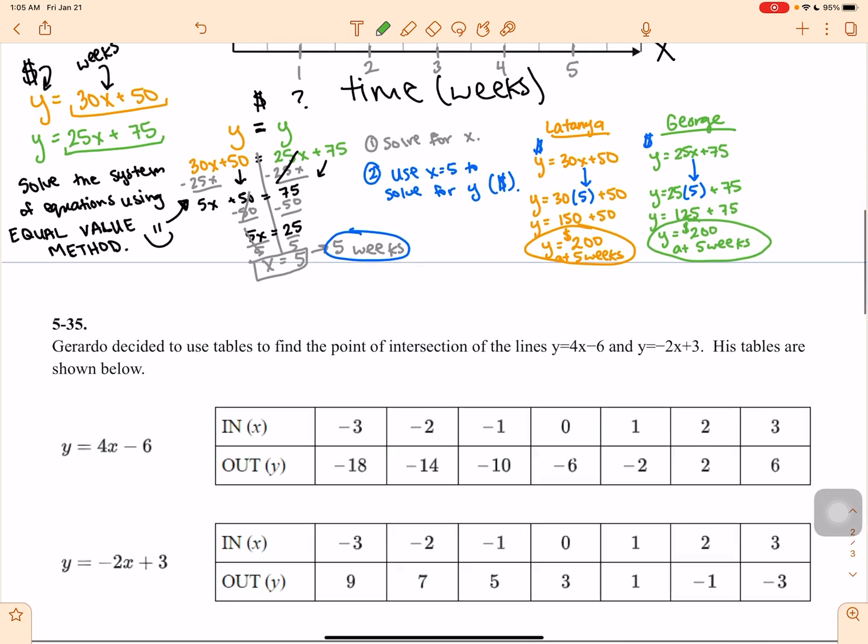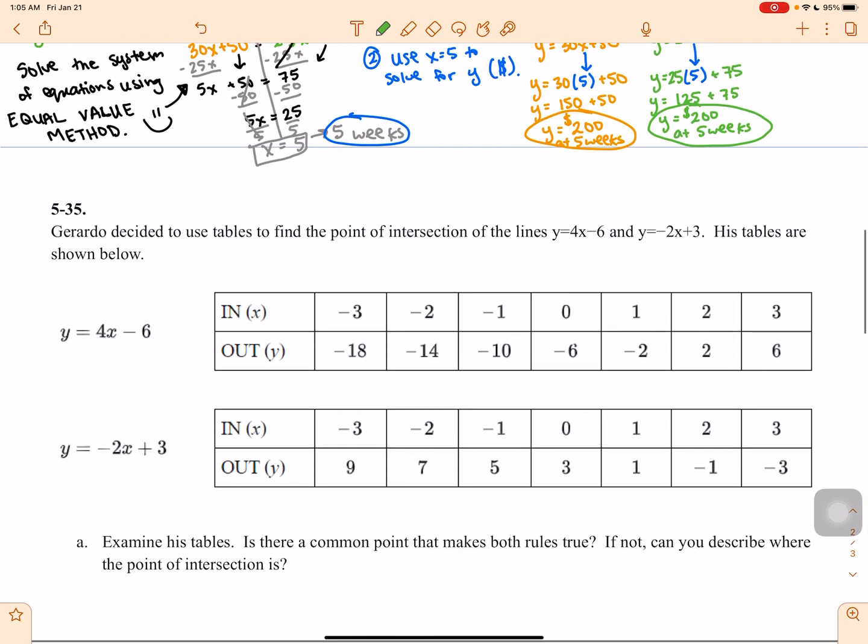Okay. So now we have Gerardo. Gerardo decided to use tables to find the point of intersection of the lines y equals 4x minus 6 and y equals negative 2x plus 3. His tables are shown below. So our goal here is to find when those two lines cross and have the exact same point. So I want you to look at the tables here. Do you see any of the same points?